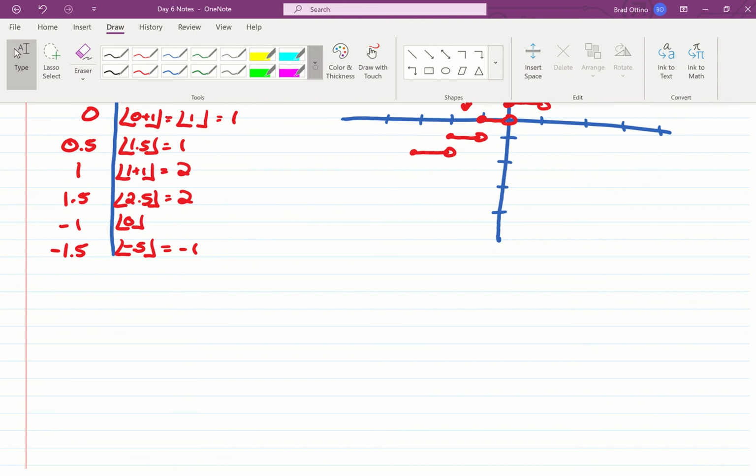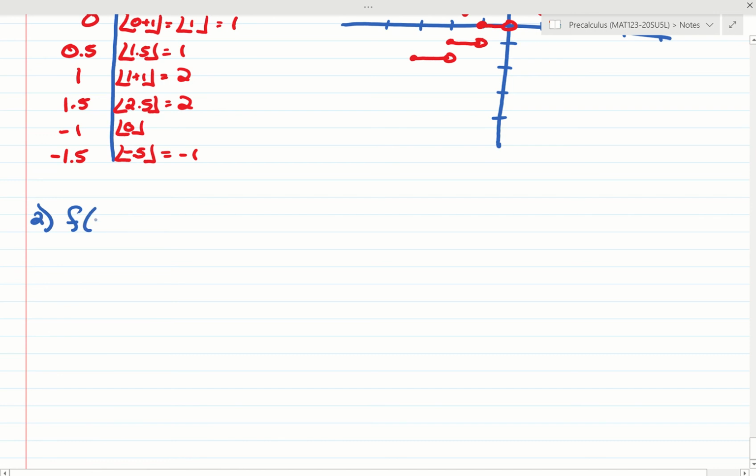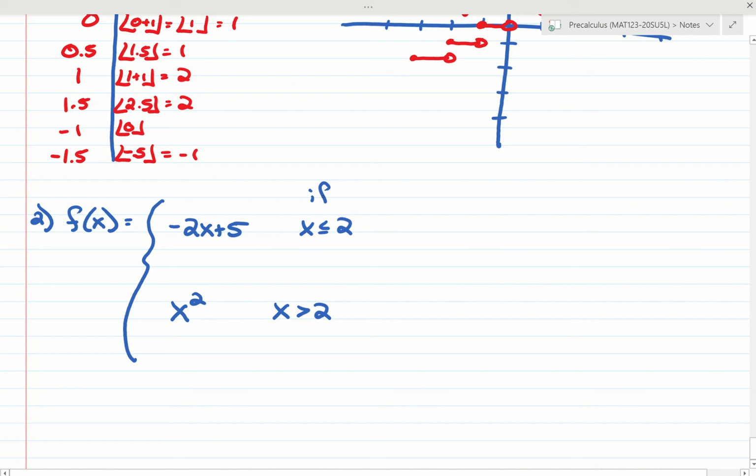Last type of graph I wanted to go over in this section is something called a piecewise function. So we talked about this in a previous section, but I told you we'd talk about it more, and now's the time to talk about it. So when we have a piecewise function, it looks a little bit like this.